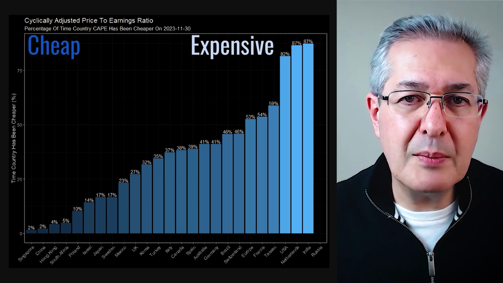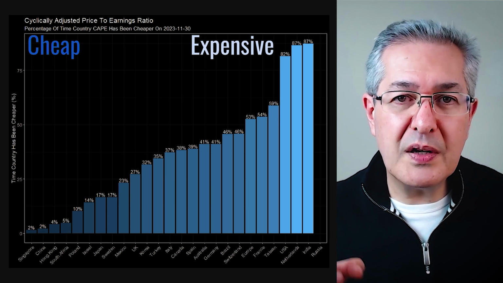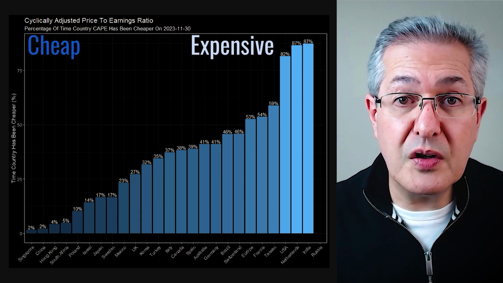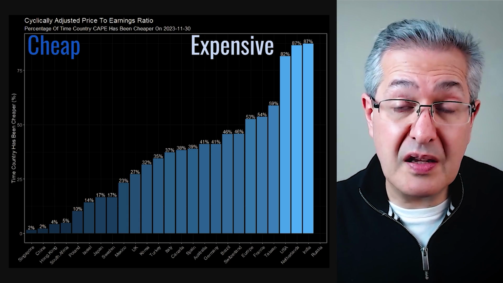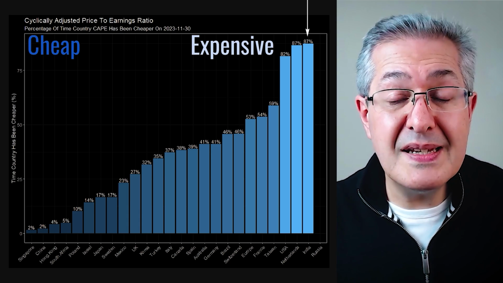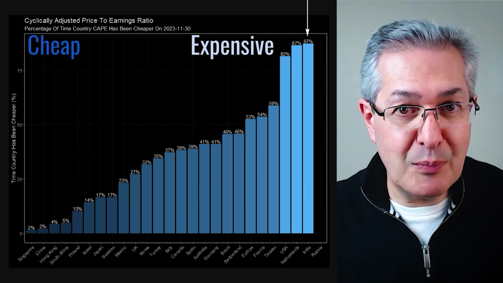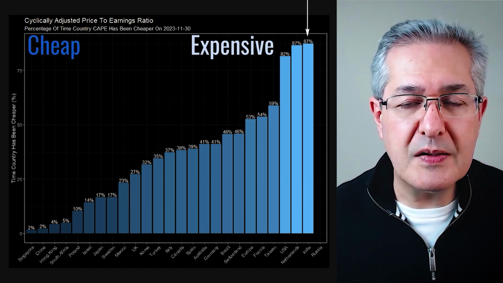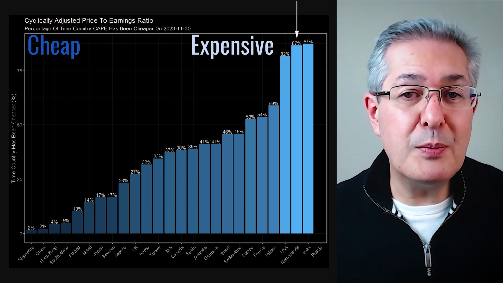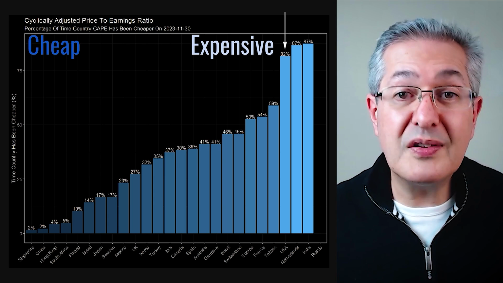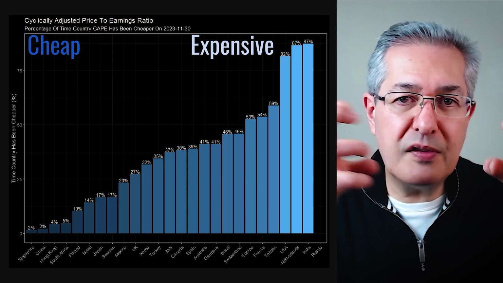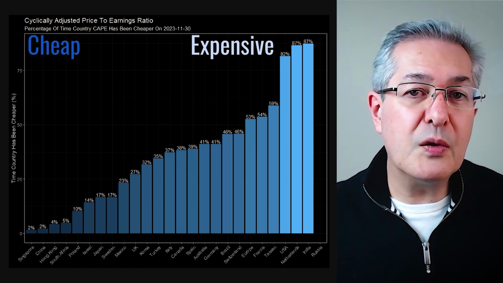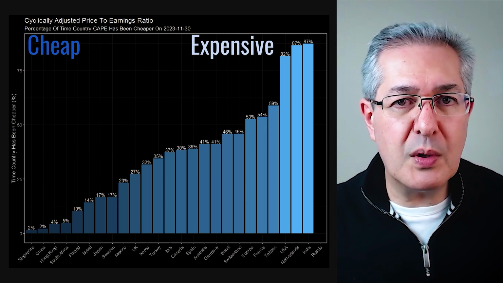So instead of comparing multiples directly with one another, what I've done here is to look at each country and ask a very simple question: what proportion of the time has this country been cheaper? So, for example, India has been cheaper 87% of the time, going back to when records began for that stock market. The Netherlands also has been cheaper 87% of the time. The US 82% of the time. So those 3 countries you can see on the far left-hand side of the graph are the ones which look very expensive relative to other countries.